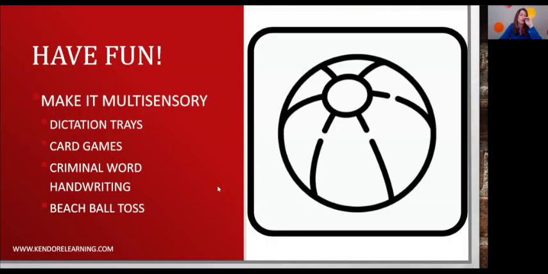Because the number one problem with sight words is not that people don't teach it. They do. They teach it. They just don't teach it to a point where it's automatic. And that's the problem. It doesn't generalize.